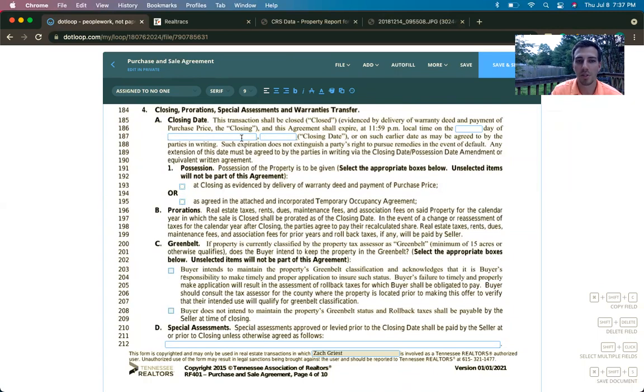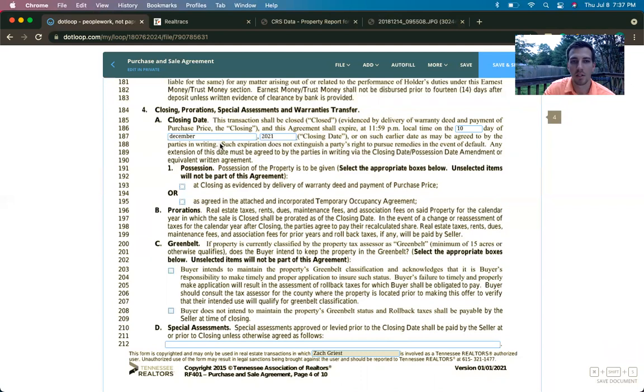Closing date. So here you put the closing date. Let's say the 10th day of December 2021. So fill in all the blanks. And notice here, it says, or on such earlier date as agreed to by the parties in writing. So you can close earlier than the date you put here. It just has to be in writing that everybody's okay with that.